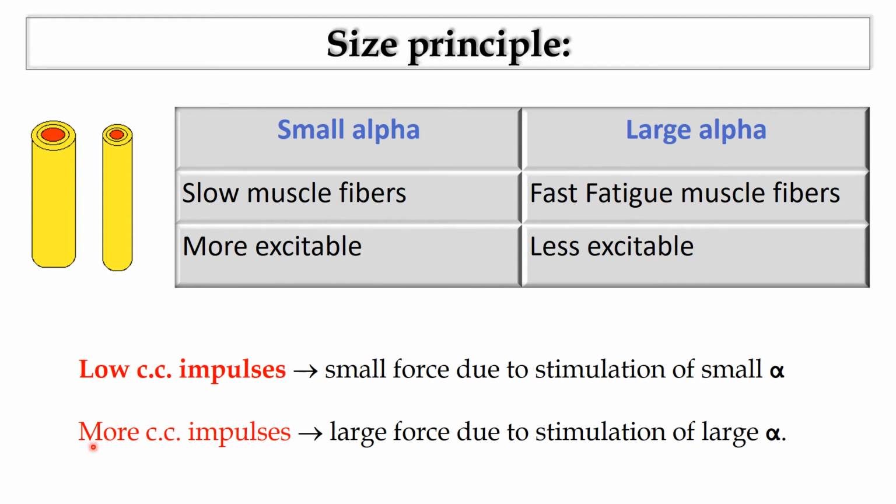But when more cerebral cortical impulses are received, the less excitable large alpha fibers will be excited, leading to contraction of the fast fatigued muscle fibers and large force will be obtained.